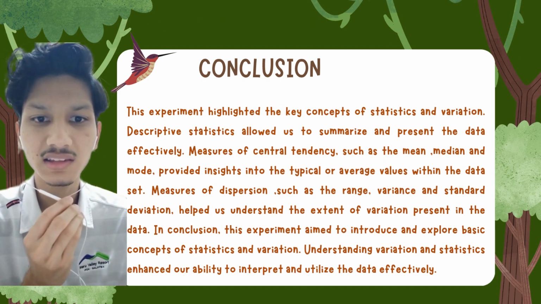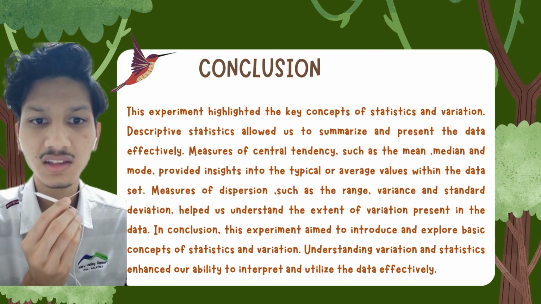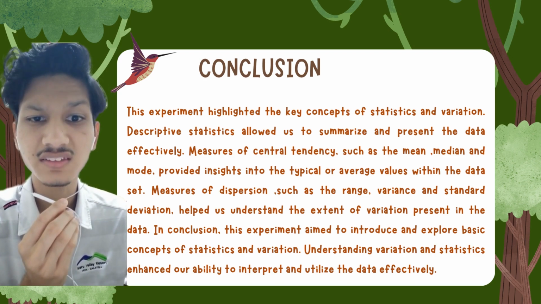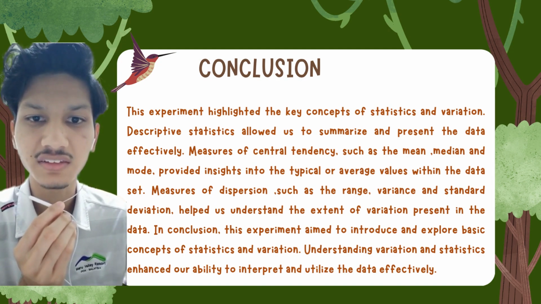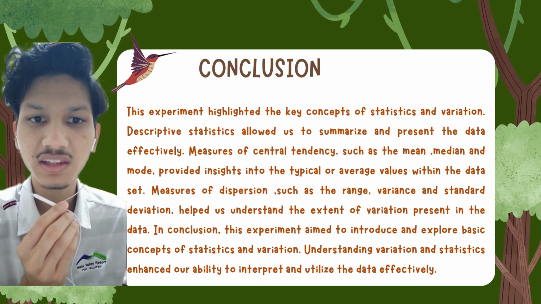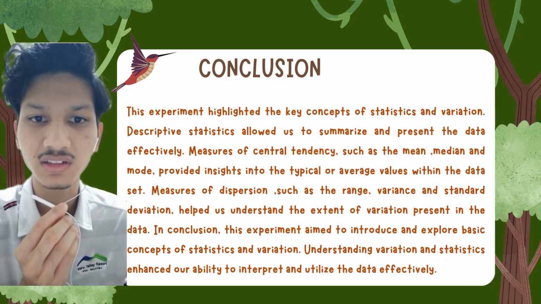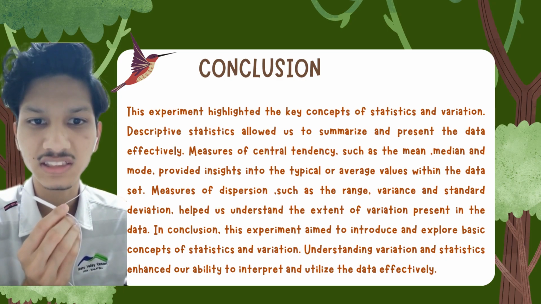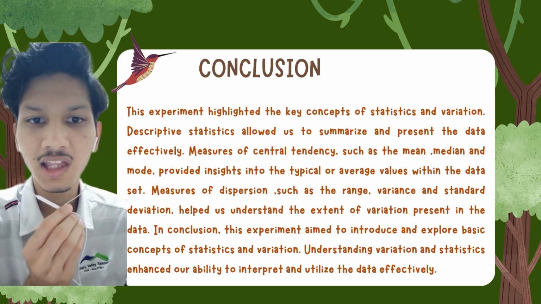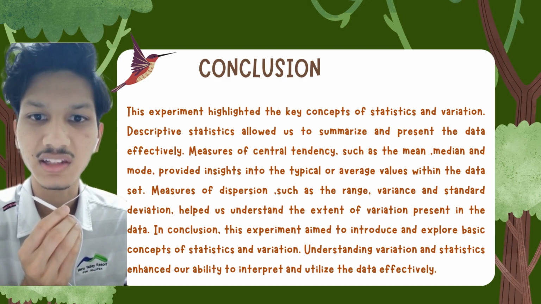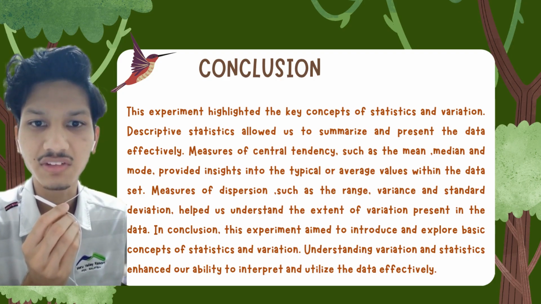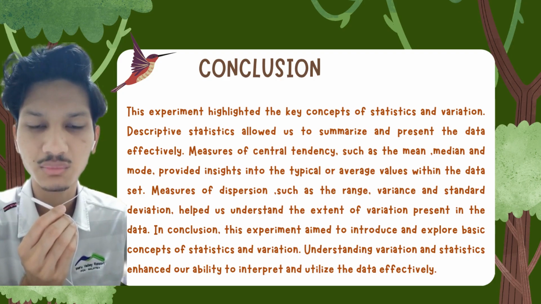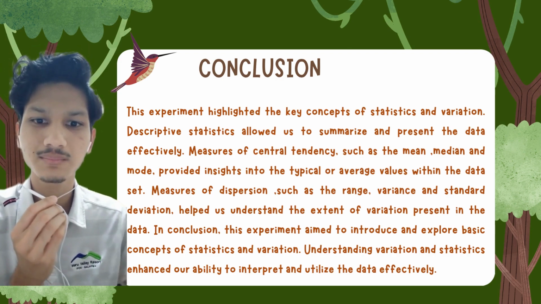This experiment highlighted the key concepts of statistics and variation. Descriptive statistics allow us to summarize and present data effectively. Measures of central tendency, such as the mean, median, and mode, provide insights into the typical or average values within the dataset. Measures of dispersion, such as the range, variance, and standard deviation, help us understand the extent of variation present in the data. In conclusion, this experiment aimed to introduce and explore basic concepts of statistics and variation. Understanding variation and statistics enhances our ability to interpret and utilize the data effectively.